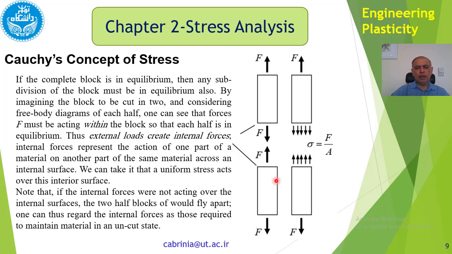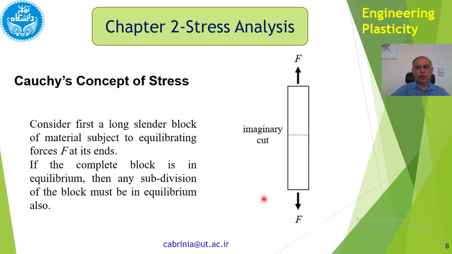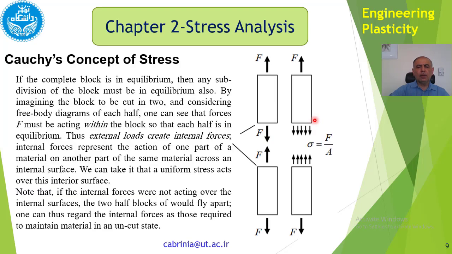So we can take it that a uniform stress acts over this interior surface like that. Sigma is equal to F over A. Note that if the internal forces were not acting over the internal surfaces, the two halves of the block would fly apart. One can thus regard the internal forces as those required to maintain the material in an uncut state. So it means that if there weren't any internal forces, if we apply one force here and one force there, then it would be cut off and fly away. Why doesn't it cut off? Because there are internal forces to keep the material intact.